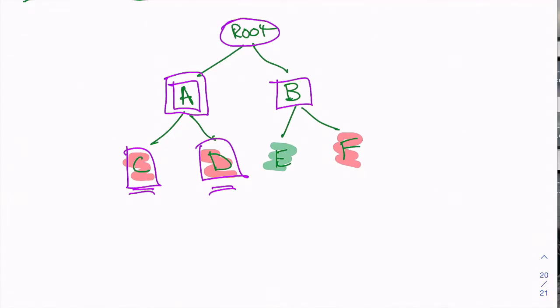Is C a leaf node? Yes, it is. Is it a good leaf node? No, it's not. So we're going to ignore C. All right, does A have any other children? Yep. D. Is D a leaf node? Yep, it is. Is it a good leaf node? No, it's not. All right. Does A have any more children? No. Okay. So that means we're done processing A and we didn't find anything good.